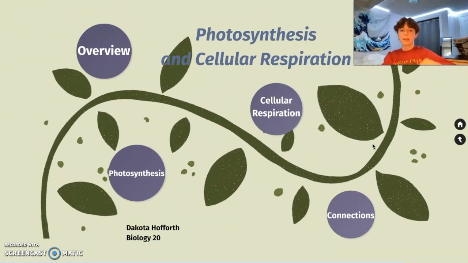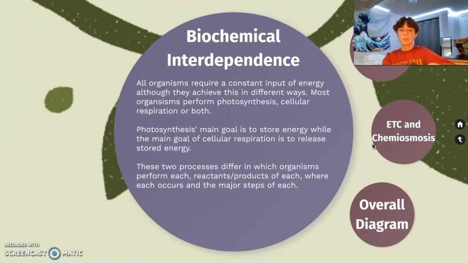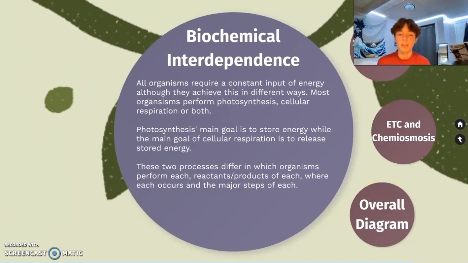Now finally, we're going to explain the connections between both of these essential processes, the biochemical interdependence of these 2 processes. All organisms require a constant input of energy, although they achieve this in many different ways. Most organisms perform photosynthesis, cellular respiration, or both, with few exceptions. Photosynthesis's main goal is to store energy, while the main goal of cellular respiration is to release the energy that photosynthesis stored. These two processes differ in which organisms perform each, the reactants and products of each, where each occurs, and the major steps of each.